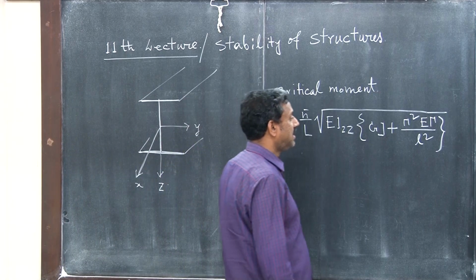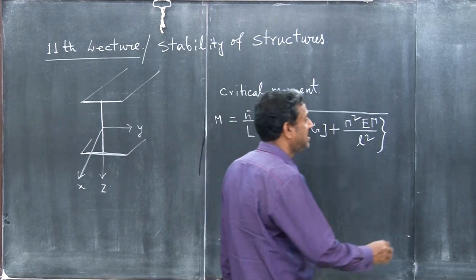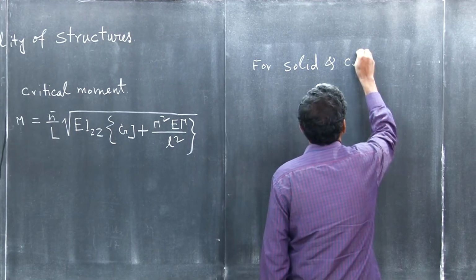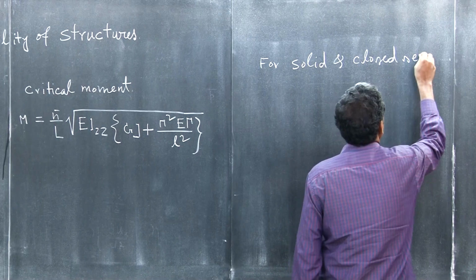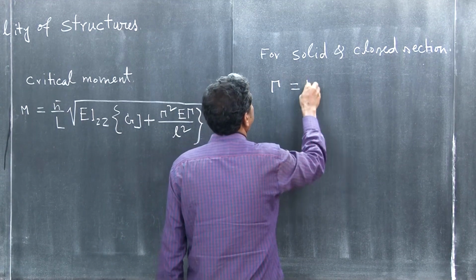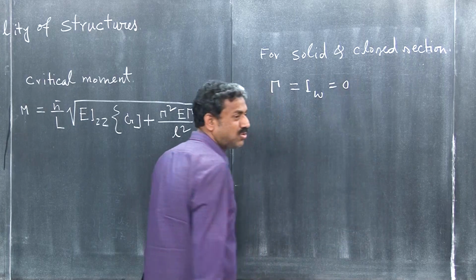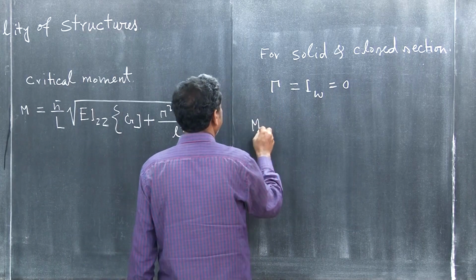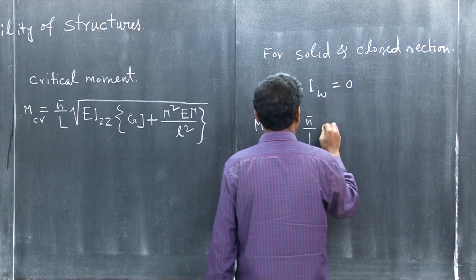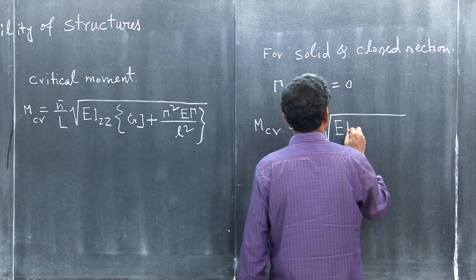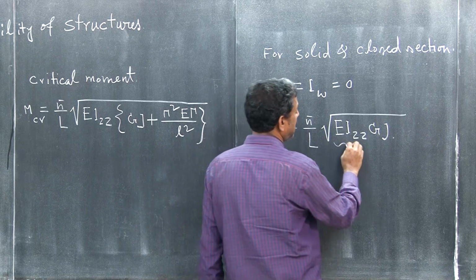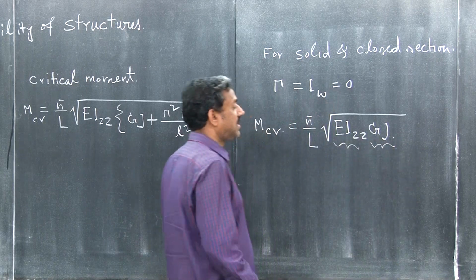Now, for rectangular sections, solid sections or closed sections, I mentioned that the warping constant is very small, tending to nearly 0. The critical moment M critical can then be simplified as pi by L root of E I z G J. So there is no warping, and it is only the flexural stiffness and the torsional stiffness, the torsional constant.